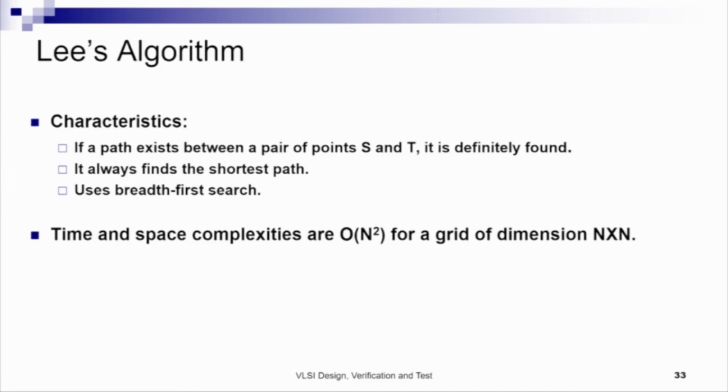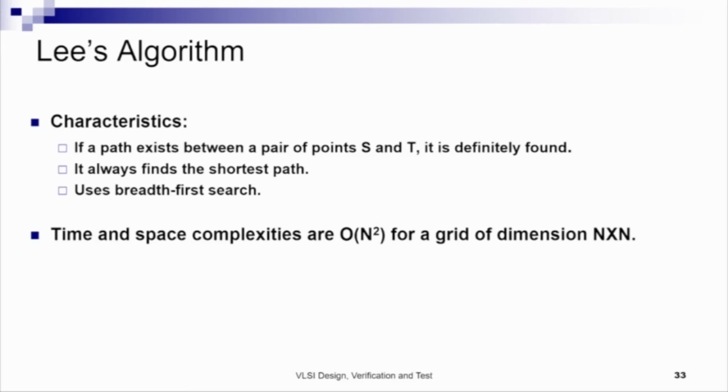So what do we have in grid routing? We assume the floor of the chip to be composed of a grid. The grid has n vertical wires and n horizontal wires, in an n cross n grid. One of the important grid routing algorithms is Lee's algorithm.